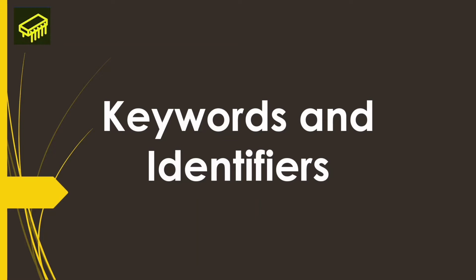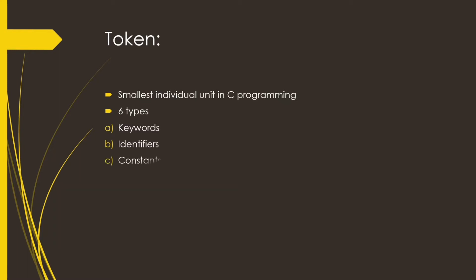In this video, we will learn about keywords and identifiers. First, let's learn about what is token. Token is the smallest individual unit in C programming, and there are 6 types of token, namely keywords, identifiers, constants, strings, special symbols, and operators. However, in this video, we will discuss only about keywords and identifiers.